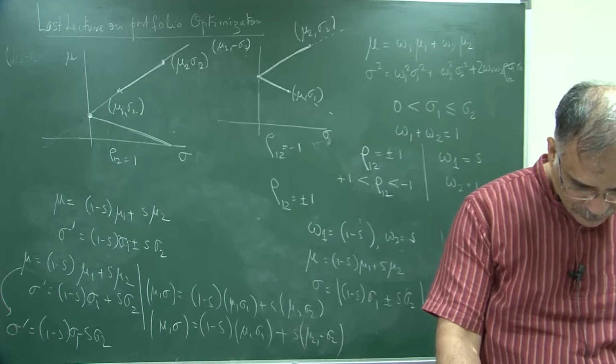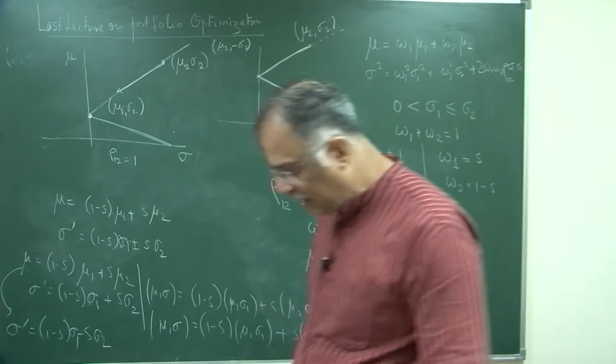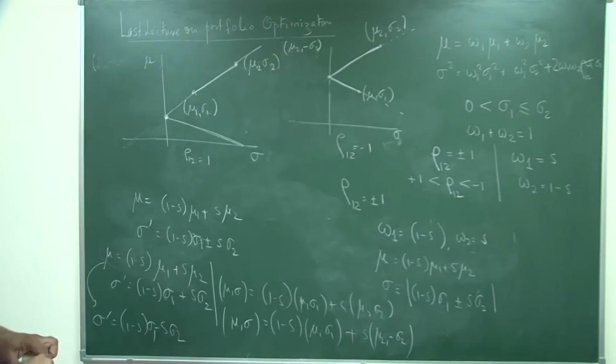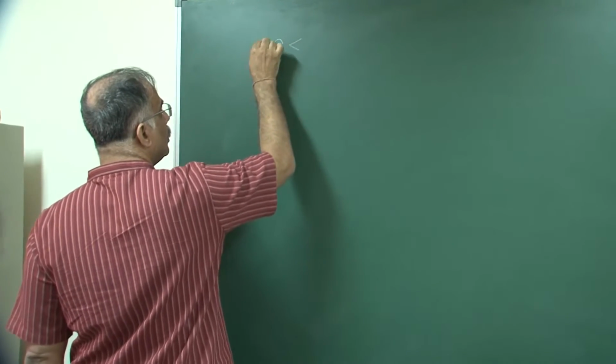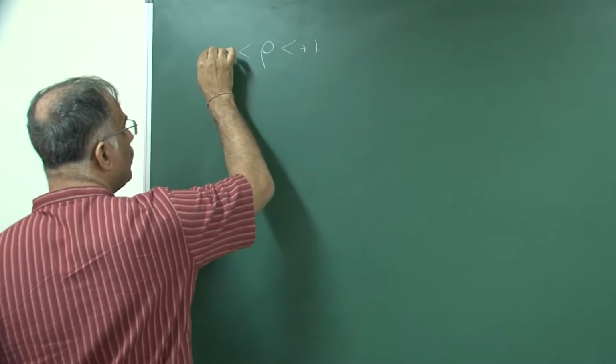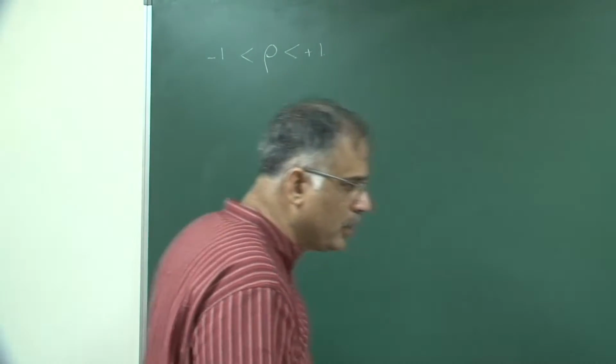So, we will now have the case when rho is lying between plus 1 and minus 1. So, now we come to the case where rho is between plus 1 and minus 1. This is the most important case to deal with.